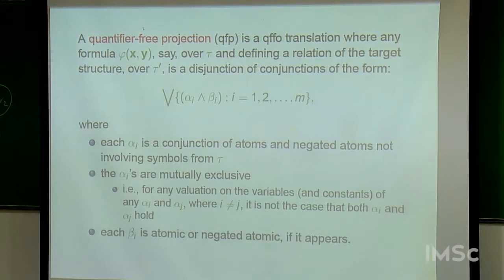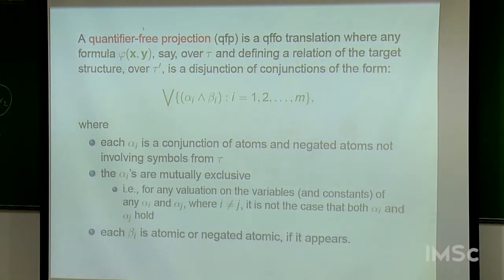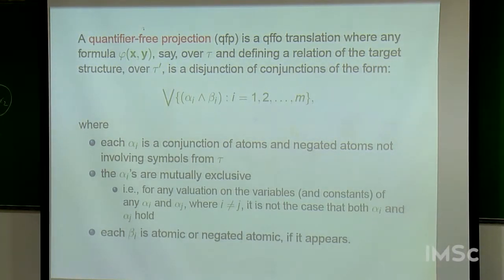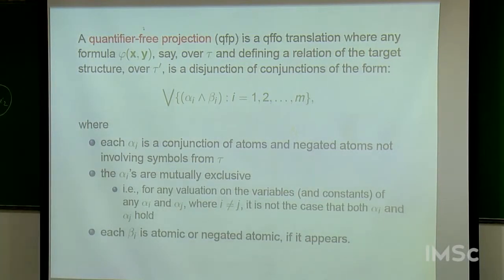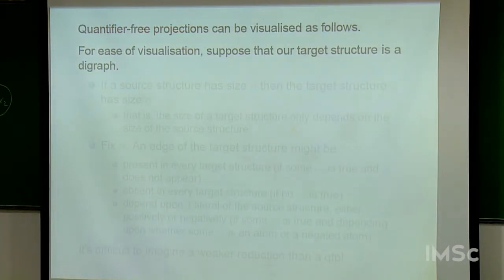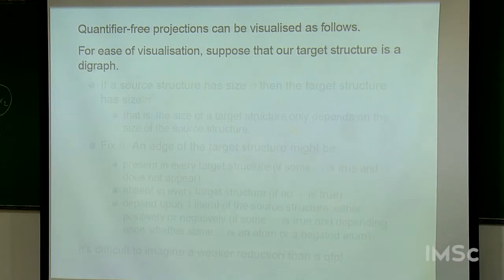Moreover, the different alpha i's are mutually exclusive. So we can't have some assignment of values so that two alpha i's, alpha i and alpha j, are true at the same time. And also, each beta i is atomic or negated atomic if it appears. So you can think of the betas as being the signature literals. And you can think of quantifier-free projections as follows. Let's just stick with digraphs for ease of visualization.